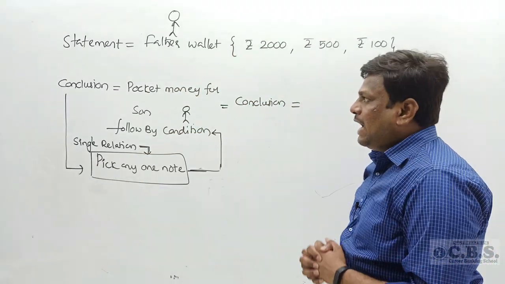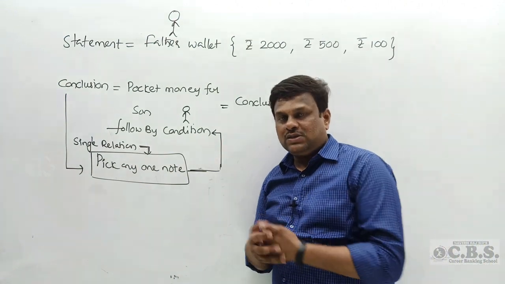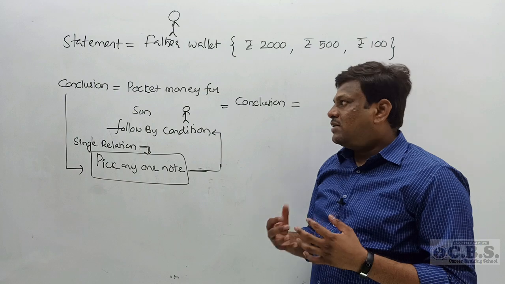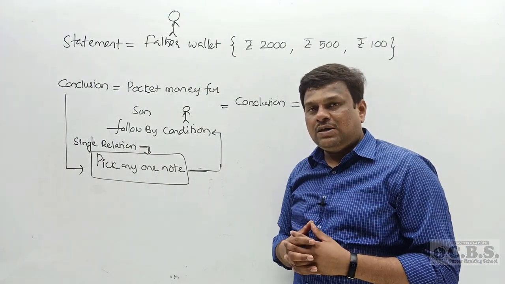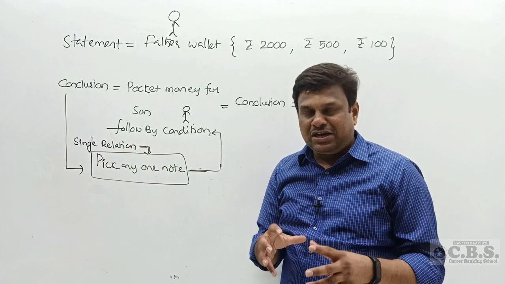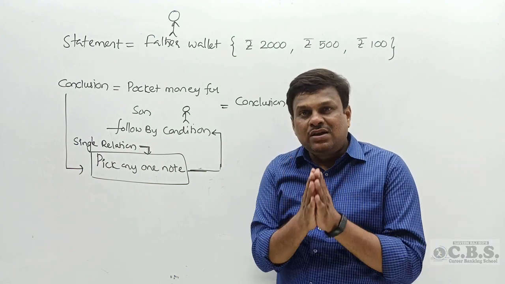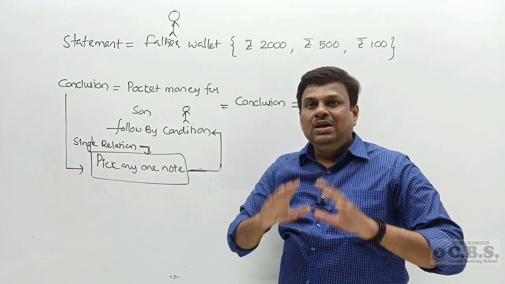Okay, and the conclusion is nothing but what? A son trying to ask for pocket money from his father. What is the conclusion? A son trying to ask for pocket money from his father. Conclusion means a single relation, nothing but a condition. Already you know very well about a conclusion. A single relation means a condition.